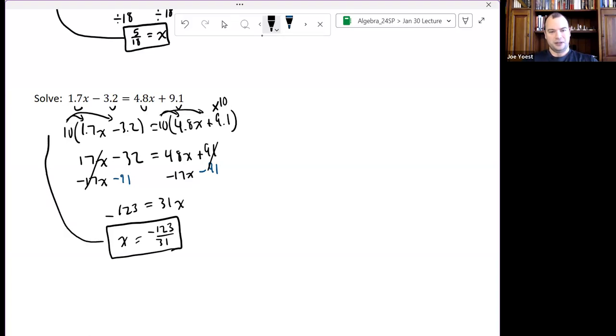And again, we could plug back in and simplify. It will be a bit of a mess, but we could do that and double check that this is a good solution. So we still get a fraction as a solution, but by clearing those decimals at the beginning, that maybe made it a little easier to proceed through the equation solving steps.